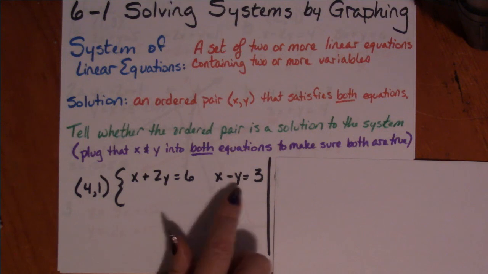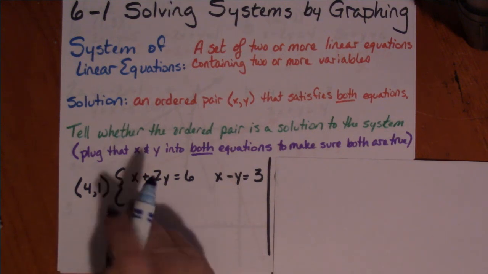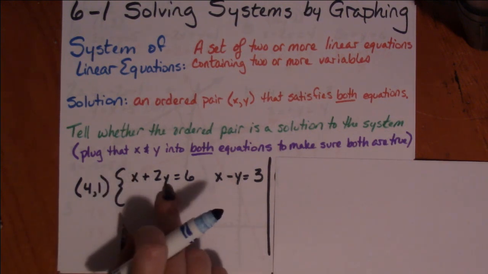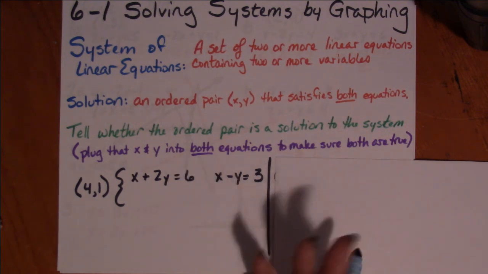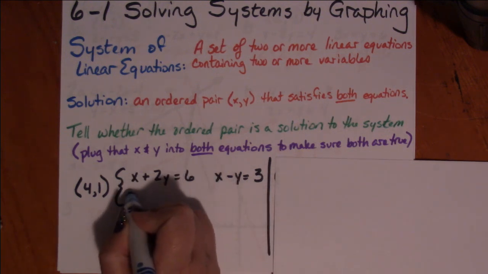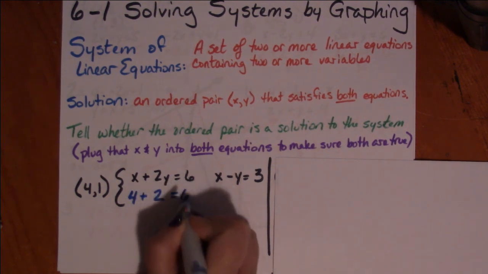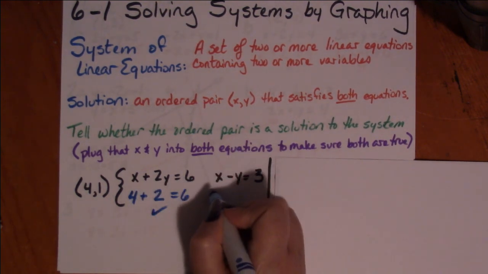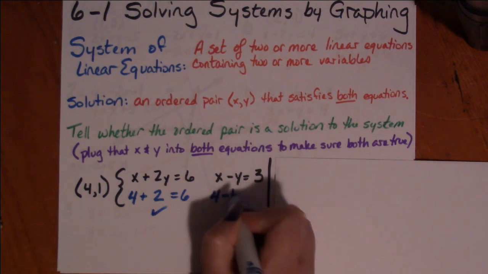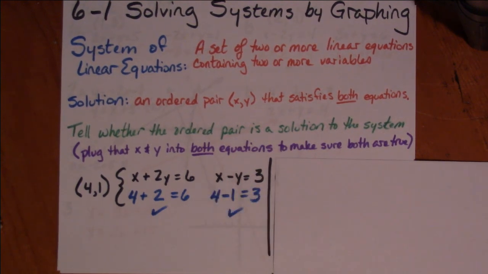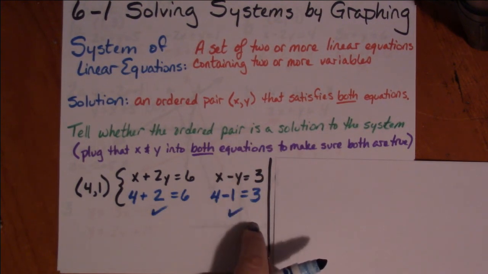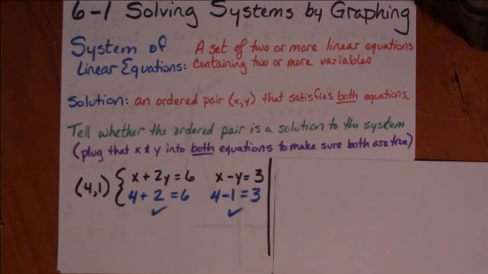And we have these two equations. So what we're going to do is plug in 4 and 1 for both x and y to make sure that they work. So here 4 plus 2 times 1 is 2 equals 6. That works. And 4 minus 1 equals 3. That works. And this is how you show your work in this kind of equation set.